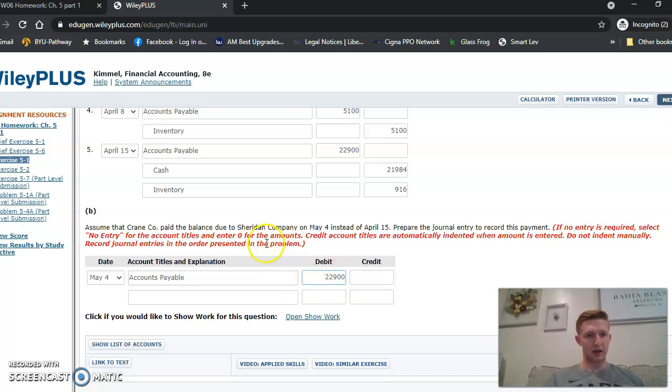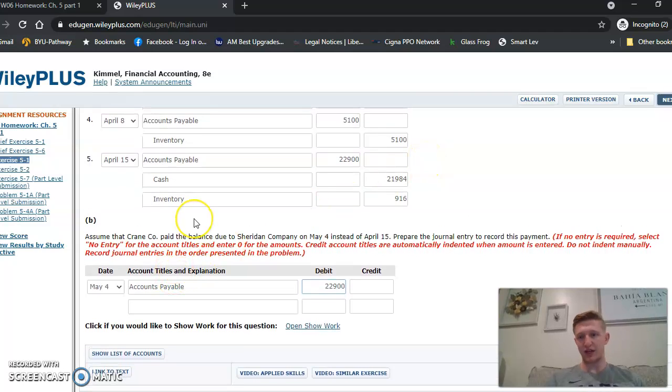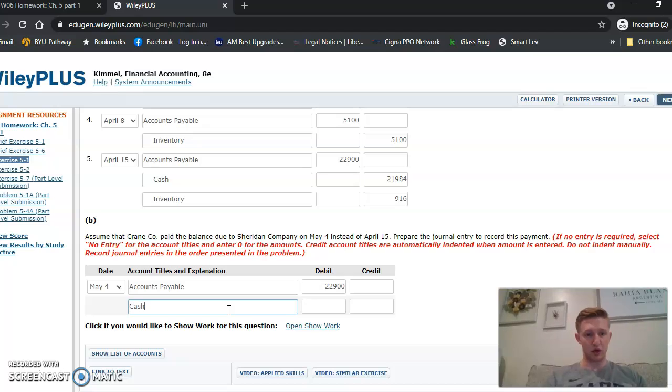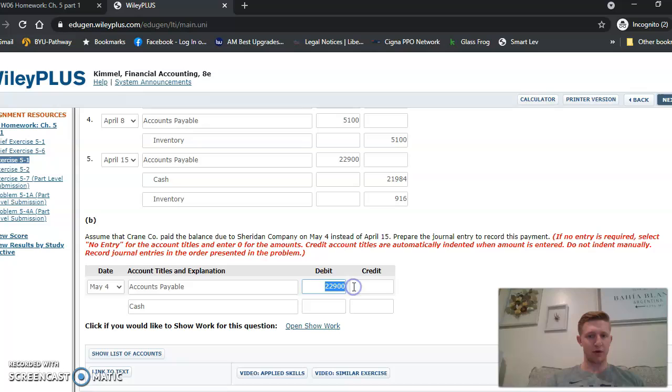And then unlike April 15th, where they got that price reduction due to them paying within a 10-day window, since May 4th is outside of that 10-day window, they no longer get that price discount. So they're going to have to pay the full price. So what we'll do here is a credit to cash. And that will be for the same amount right here, $22,900. And that completes our problem. So thank you guys for watching.